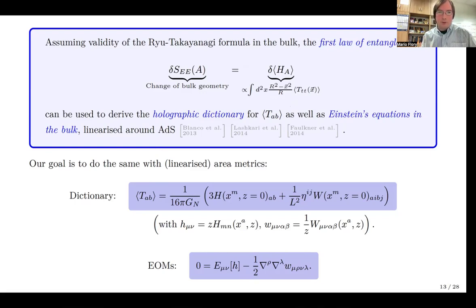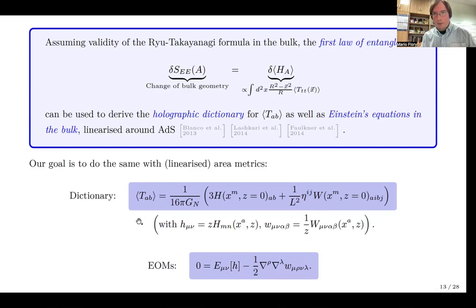Our goal in this project was to do the exact same, following the same footsteps, but with generalized area metric fluctuations in the bulk, not just regular metric fluctuations. So our two main results are these. For the dictionary, we find this equation here, where you see we have these metric and area metric-like fluctuations, which have to have a certain asymptotic behavior towards the boundary in this z coordinate system. So here the leading order has to be of the form 1 over z. And then you can read off this kind of leading order term. And this combination here gives you the full holographic dictionary.